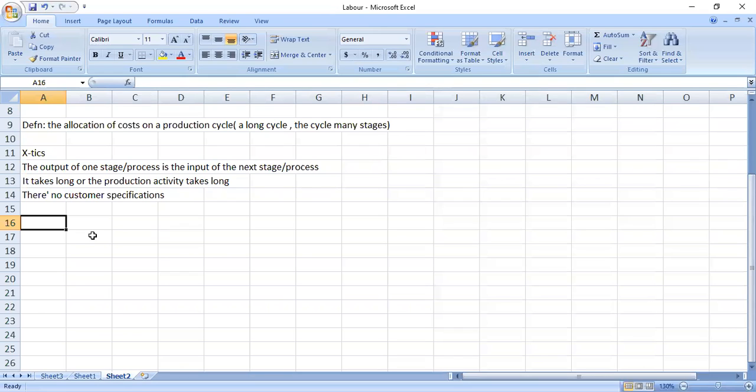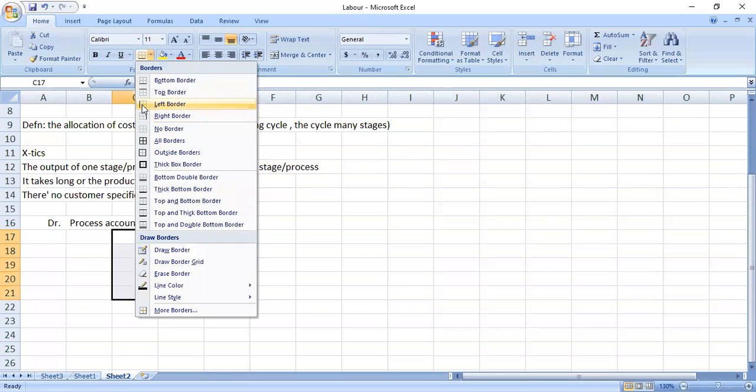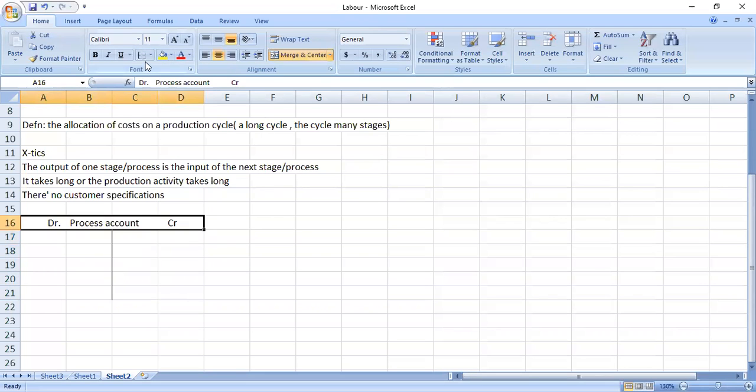If I may talk briefly about the first stages, you should know how a process account looks. We all know how a T account is in accounting. So this is a process account. Just like the T account, it's not any different.